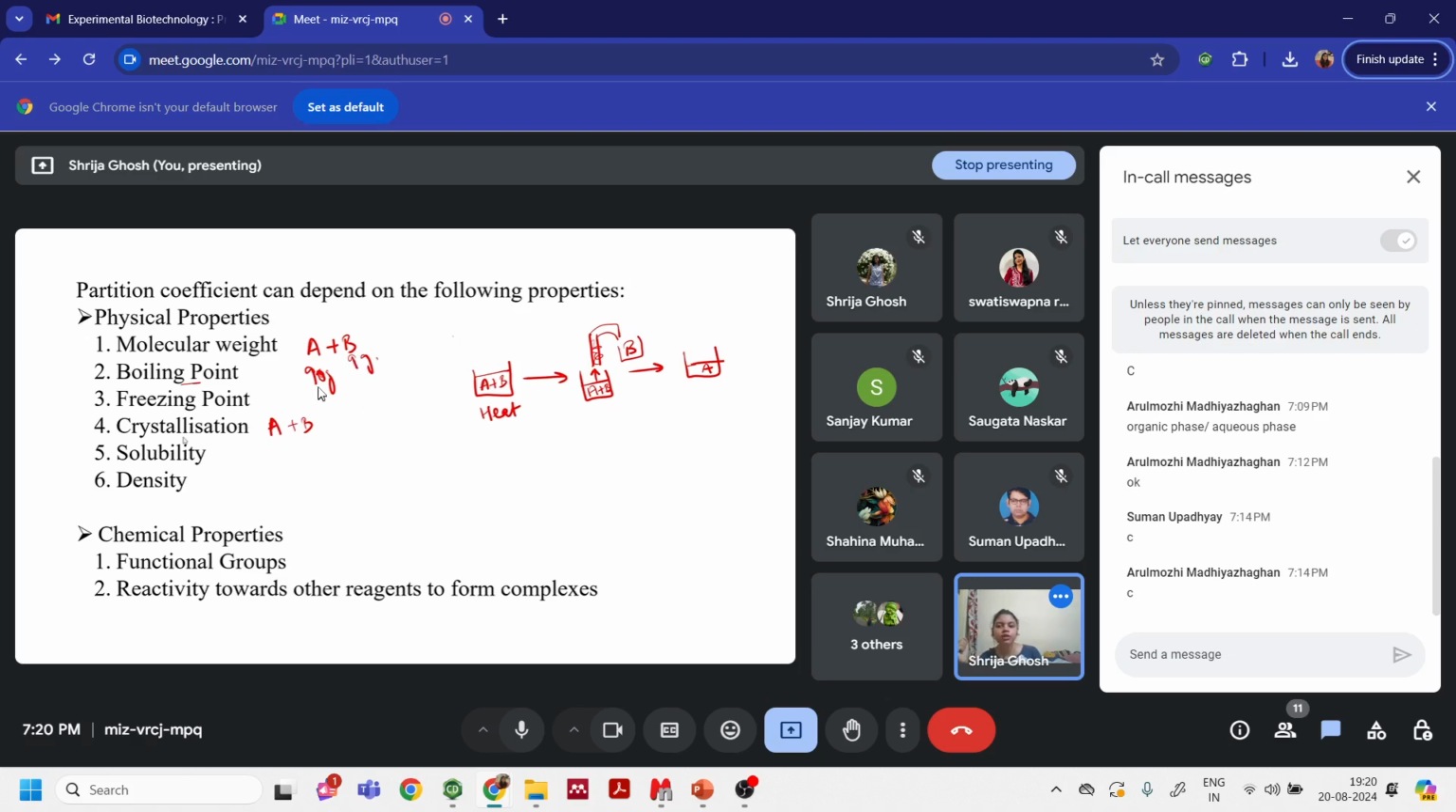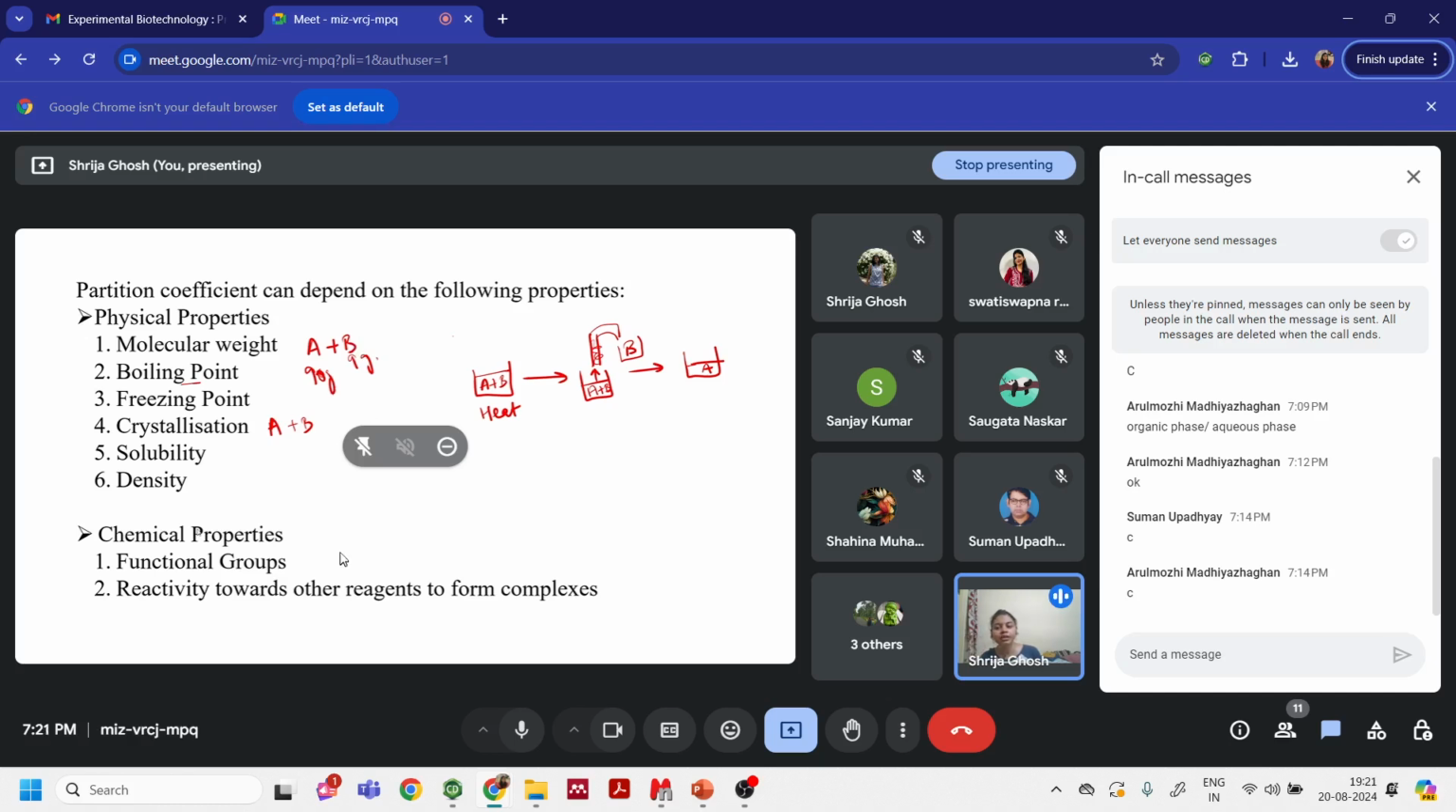So after boiling a compound, you are not changing the chemical formula of that compound, right? If you boil water, it will still be H2O. It will be in steam form, but it will still be H2O. Or if you freeze water, the ice will still be H2O. It will be in a crystalline form, but it will be H2O. So that's what we mean by physical properties.